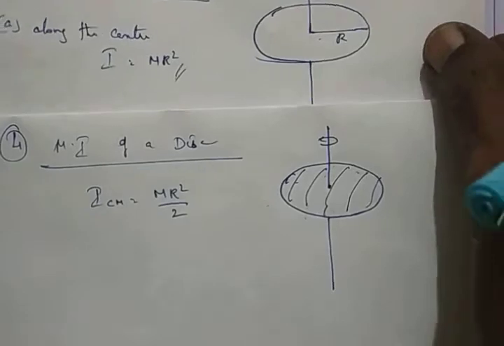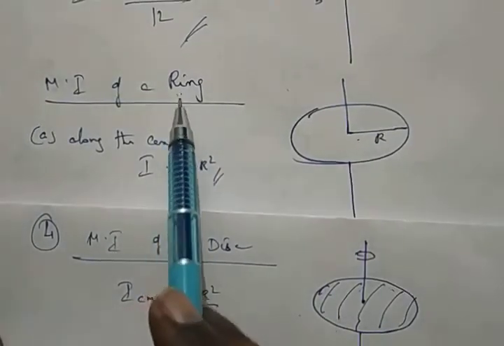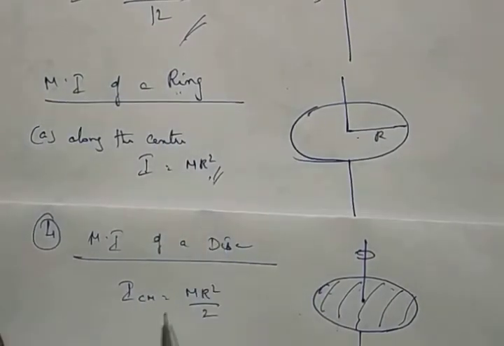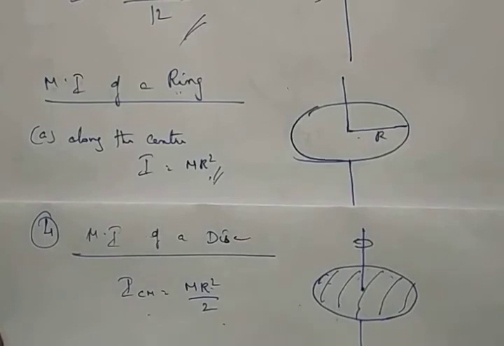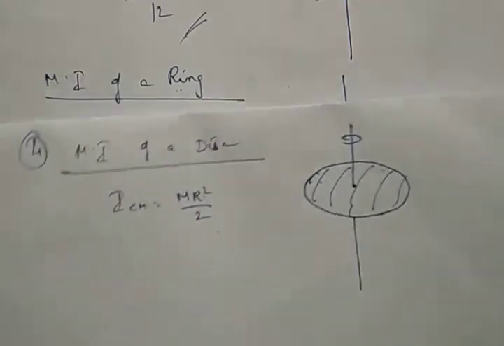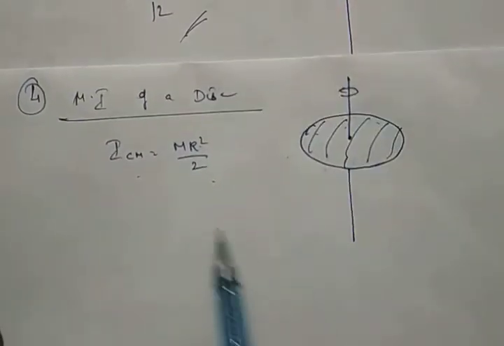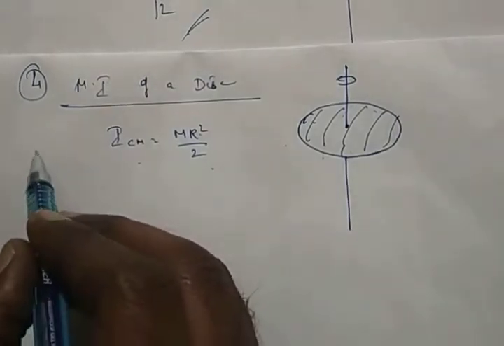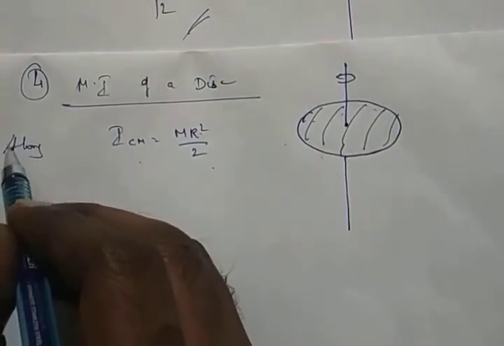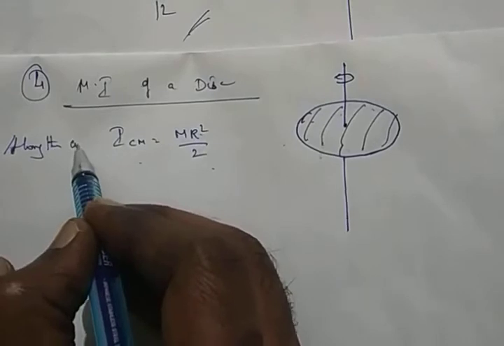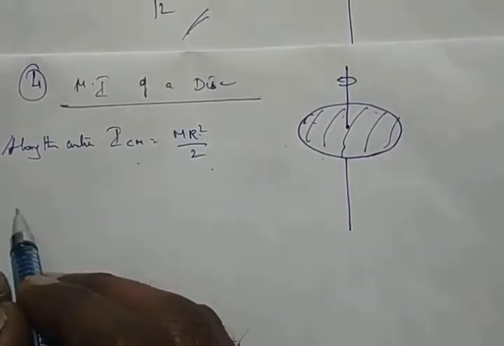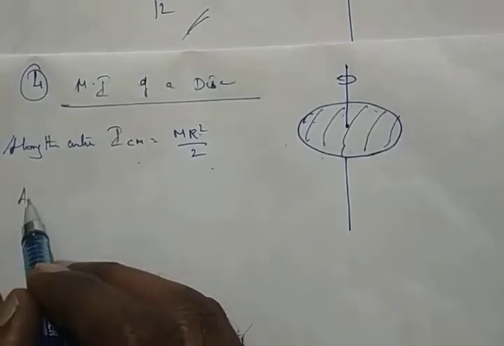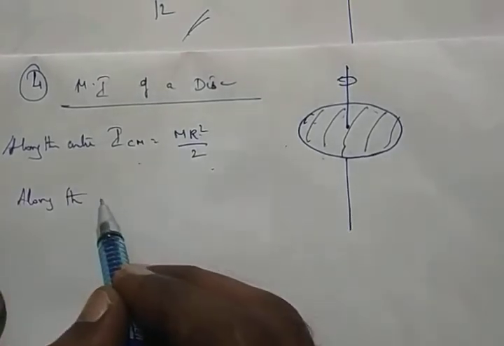But if you look at the ring, it is mr square only. But the disk is mr square by 2. There are so many mr square values coming. You need to be very careful about how it is. Okay, later on I will make a tabular column and show. This is mr square by 2. This is along the center. This is A part. B part, along the circumference.